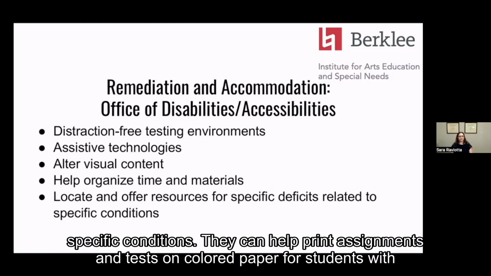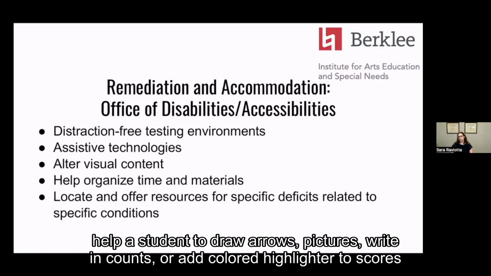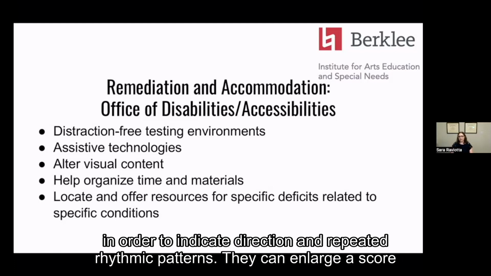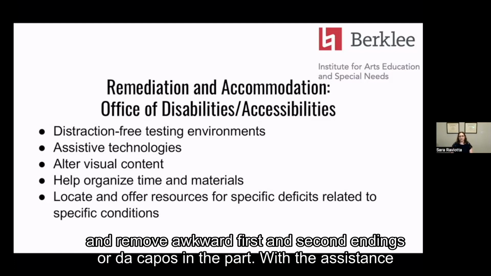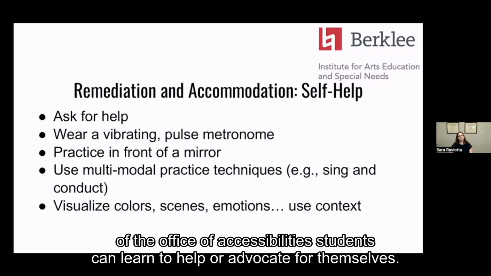They can help print assignments and tests on colored paper for students with visual processing problems. They can read directions out loud with eye contact if needed. They can help a student to draw arrows, pictures, writing counts, or add colored highlighter to scores in order to indicate direction and repeated rhythmic patterns. They can enlarge a score and remove awkward first and second endings or da capos in the part. With the assistance of the Office of Accessibilities, students can learn to help or advocate for themselves.